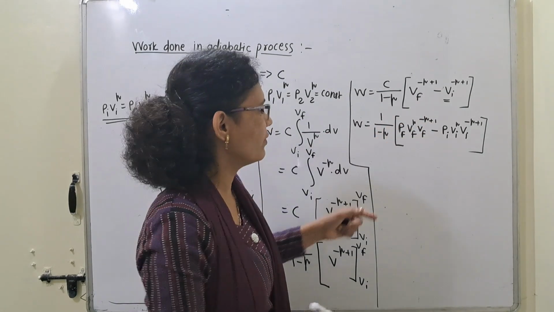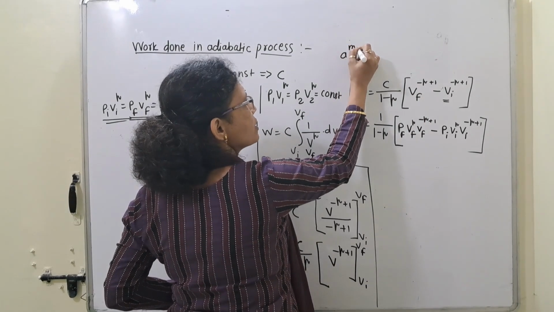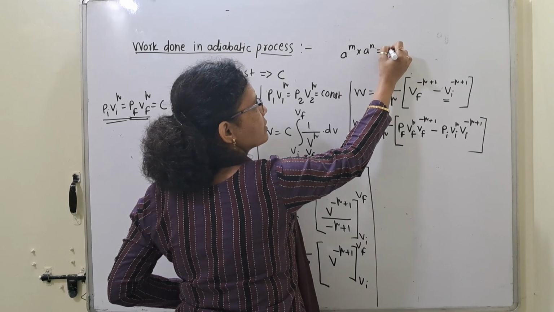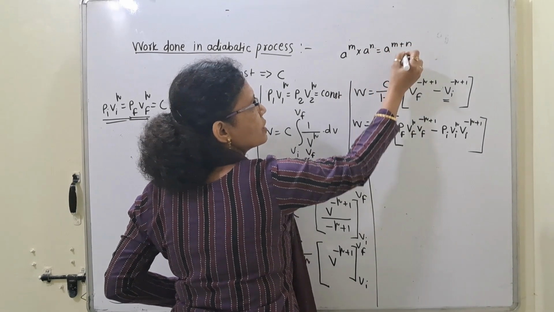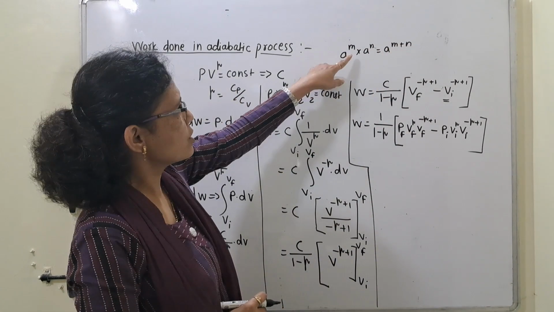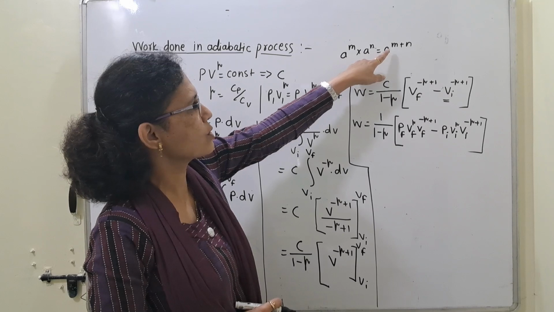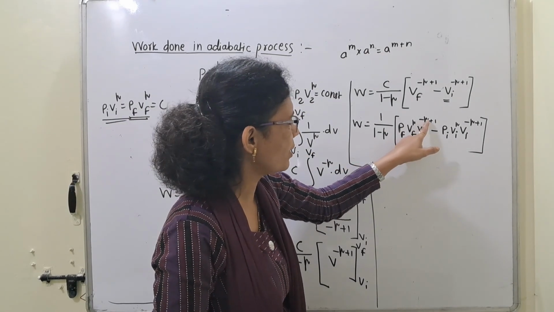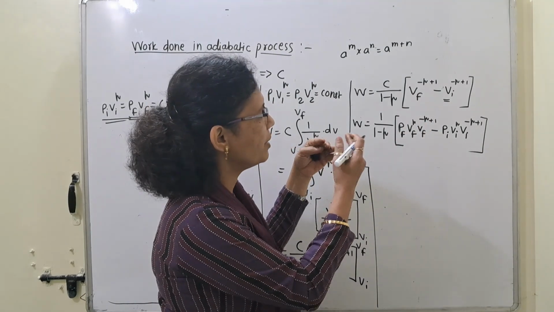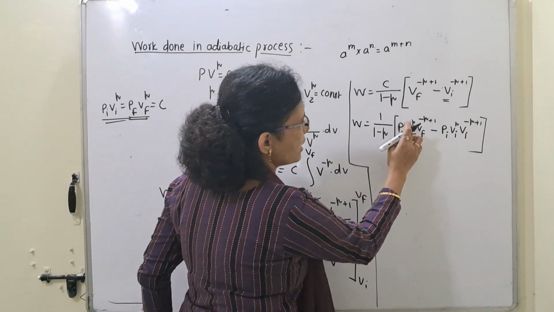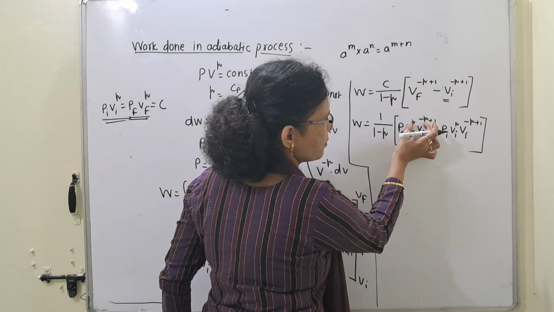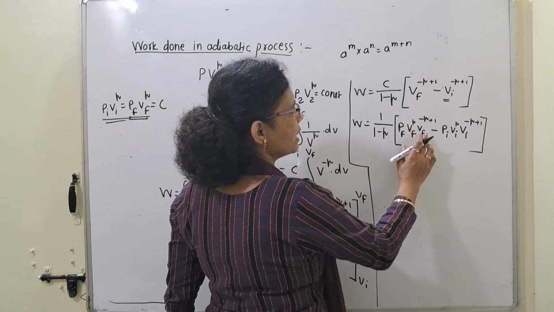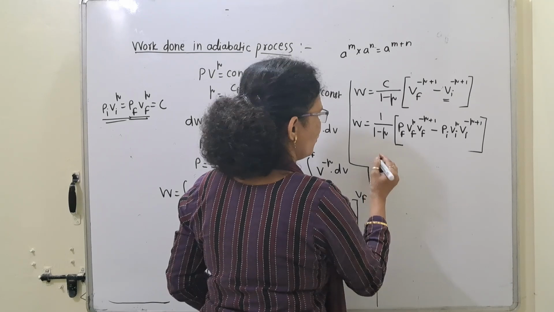If I add this, whenever there is a multiplication, there is an addition of power. You know this rule of indices: A raised to m into A raised to n is equal to A raised to m plus n. Here Vf raised to gamma into Vf raised to minus gamma plus 1 means there will be addition of power, that is plus gamma minus gamma plus 1. This plus gamma and minus gamma will get cancelled, and the only term remaining will be Vf raised to 1.